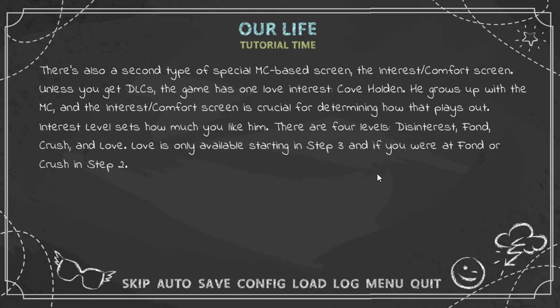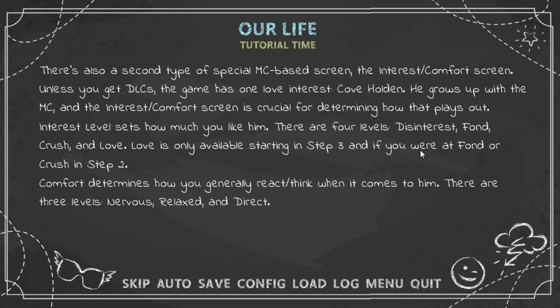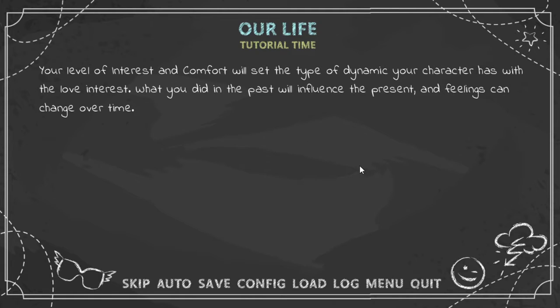There are 4 levels: disinterest, fond, crush, and love. Love is only available starting in step 3, and if you were at fond or crush in step 2. Comfort determines how you generally act when it comes to him. There are 3 levels: nervous, relaxed, and direct. Your level of interest and comfort will set the type of dynamic your character has with the love interest. What you did in the past will influence the present, and feelings can change over time.